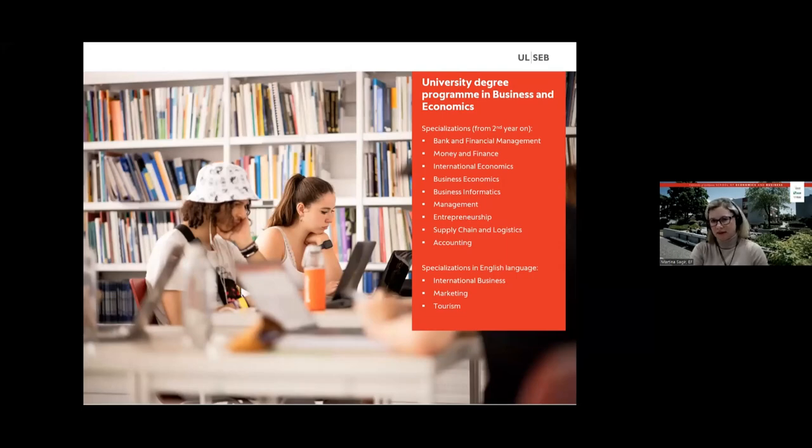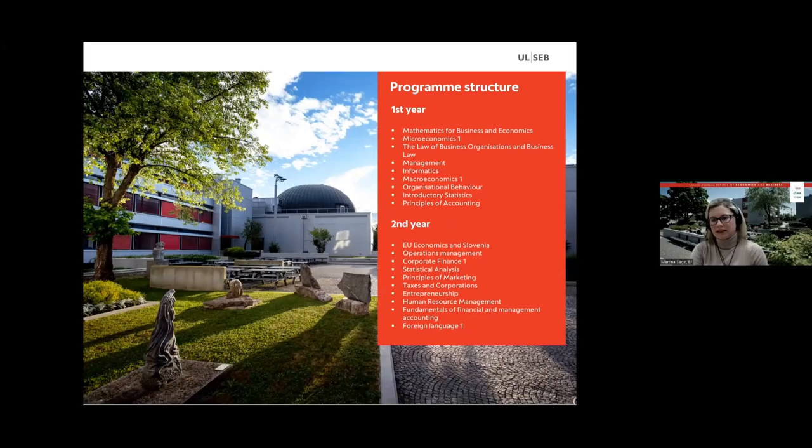Our program that is carried out also in English language is the university degree program in business and economics. And as you can see on the slide, we offer 12 specializations, but only 3 of them are offered in English. So if you want to study in English at our bachelor level, when you progress into second year of the study, you choose specialization international business or marketing or tourism. Tourism is a new specialization that we will offer from next year, for the first time.